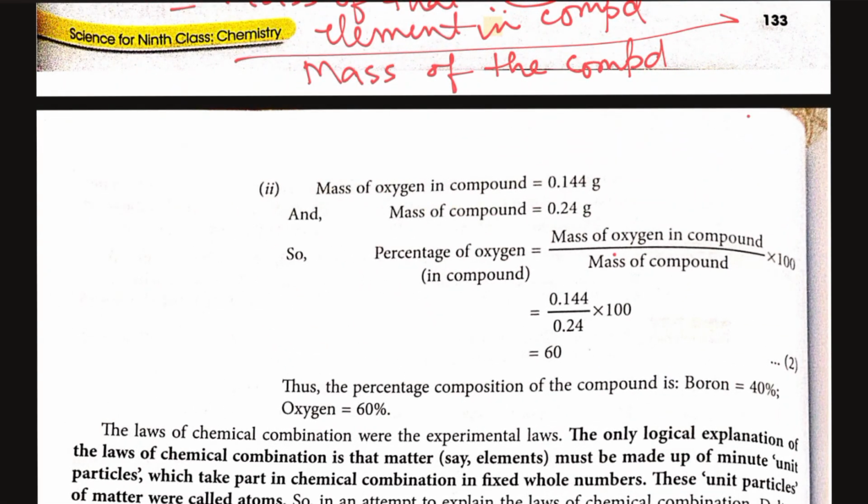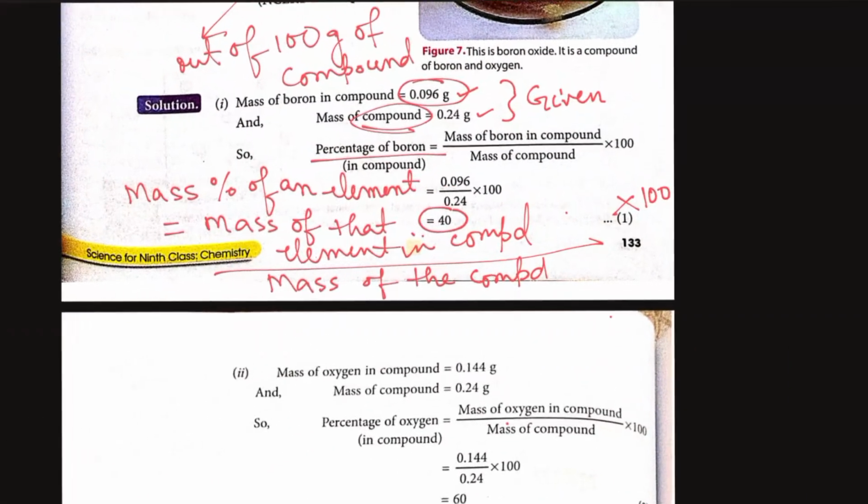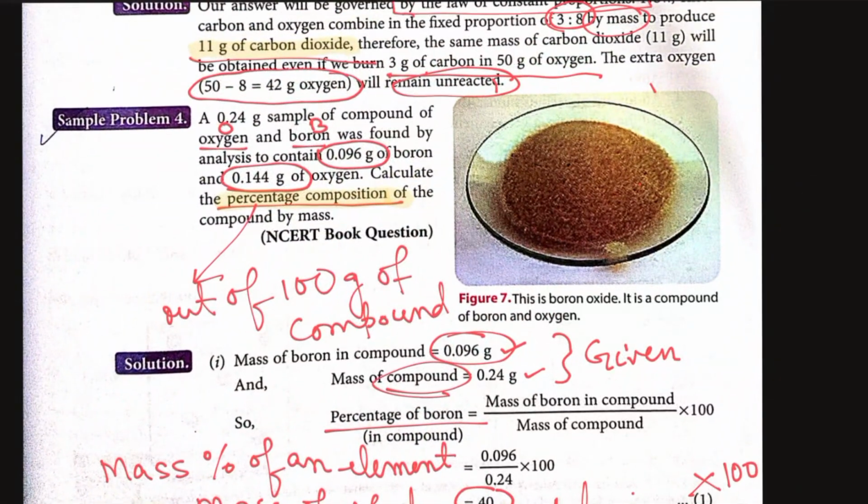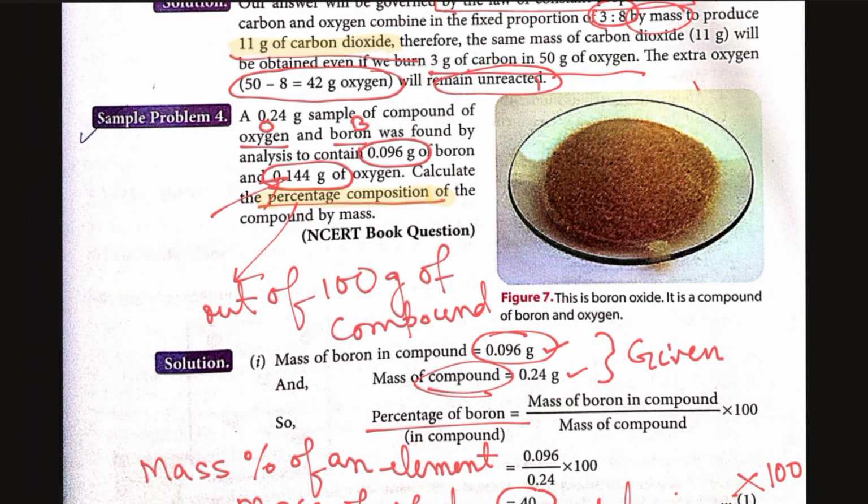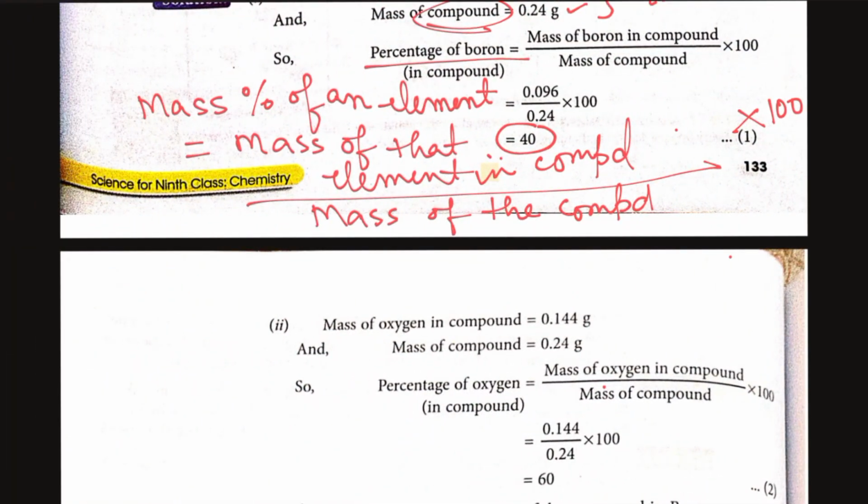Now, mass of oxygen in the compound. This one is supplied, right? So we are getting this because it's given. Mass of the compound is also given. Now you apply the formula that I gave you and find the percent of oxygen. That means mass of oxygen in the compound divided by total mass, 0.24, into 100. You will get 60. Since it is out of 100, it is called 60%.